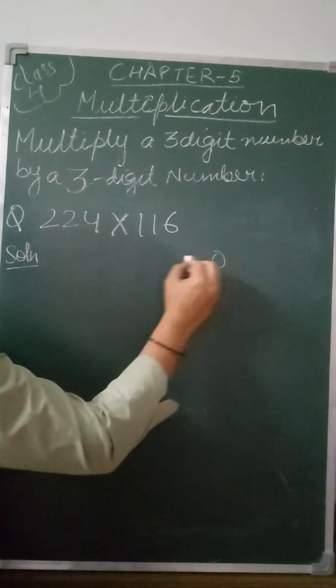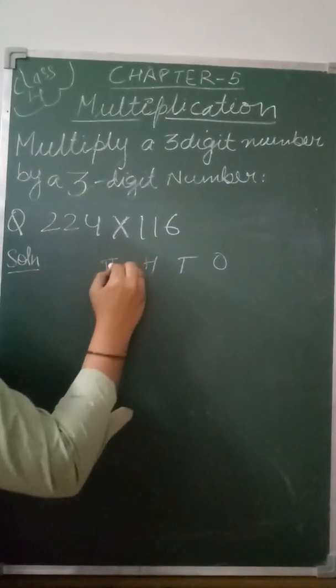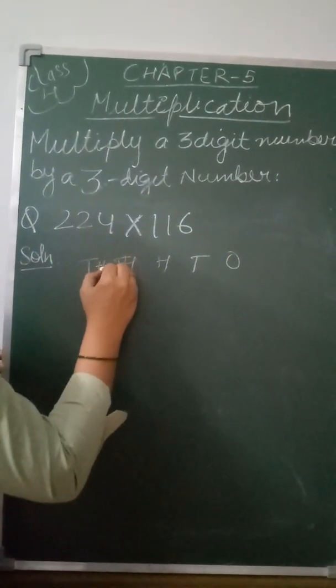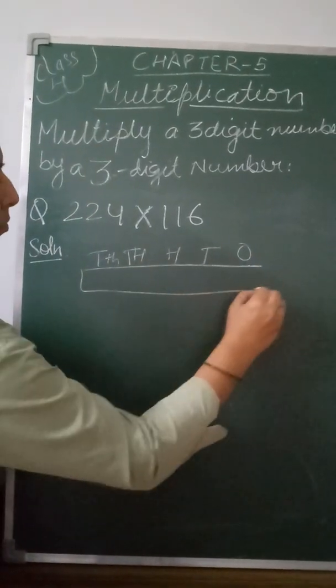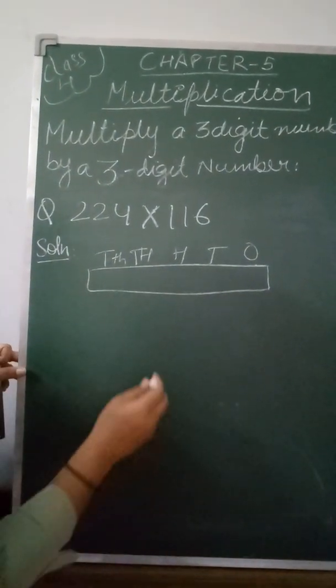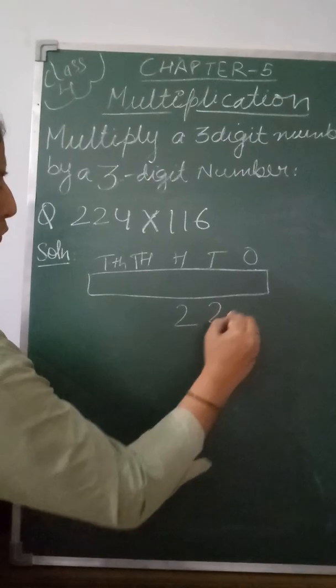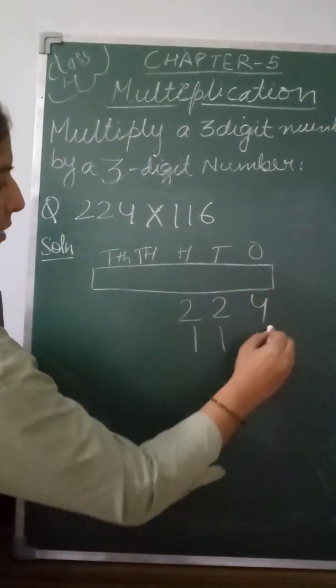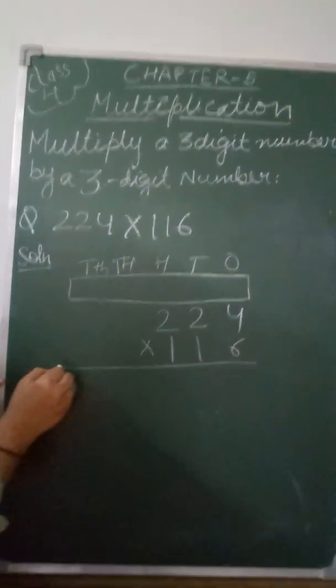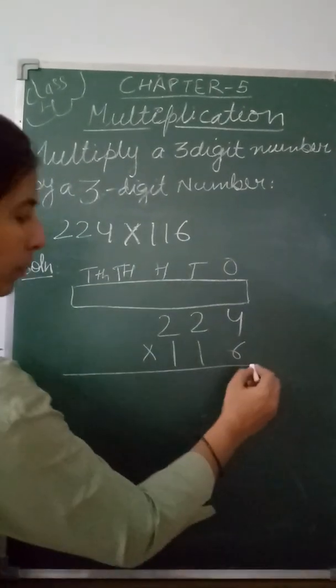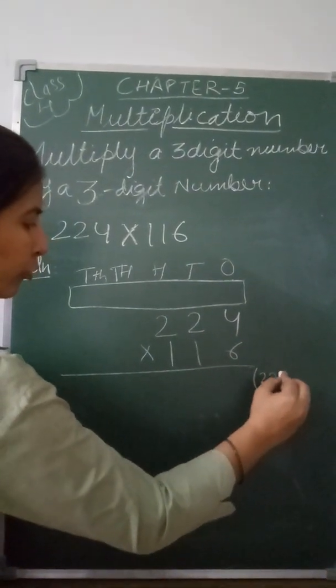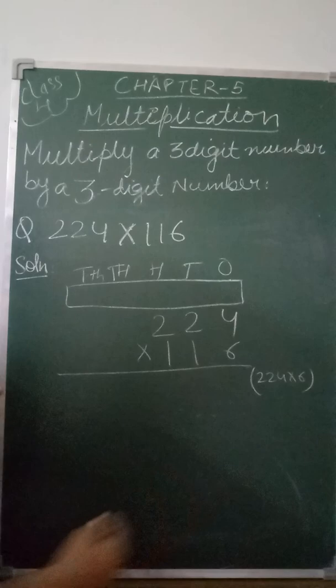Again you have to write ones, tens, 100, 1000, 10,000, right? You can take one extra place, maybe if the number is more, so you can write easily. Now 2, 2, 4, 224 and 160, right? Let's start multiplying. Again you have to multiply. What do you have to multiply here? 224 multiplied by 6.